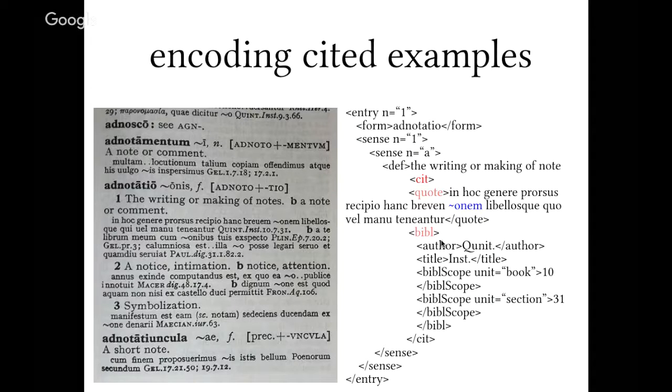For encoding the cited examples, the TEI module offers the cit element, and in the cit element we have the quote element and the bibl element that we know also from other modules. We can be as explicit and detailed as we like, so we can play with the granularity here. I am, I think, exhaustive here, trying to annotate not only the author, but the name of the author, the title, and the scope as separate elements.